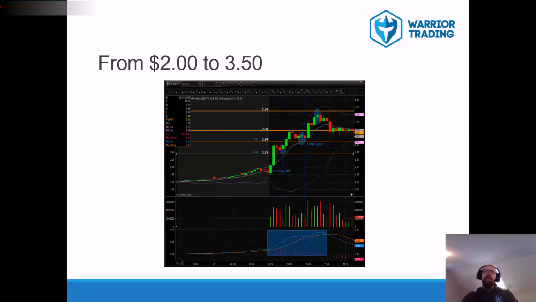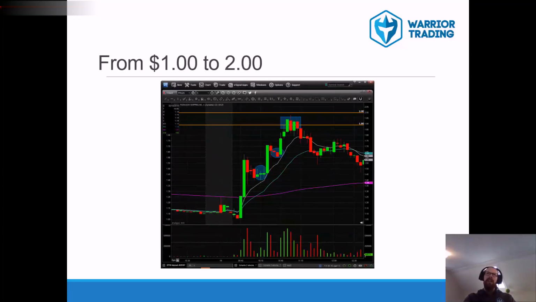Here's a stock that went from $2 to $3.50, giving us easy entries on the pullback. This is a trade you could have easily made $10 or $15,000 on, and you would have been able to get in with 10, 20, 30,000 shares and get in and out. You have the liquidity. This is a 100% intraday move. Here's a stock that went from $1 to $2. Again, a 100% intraday move.